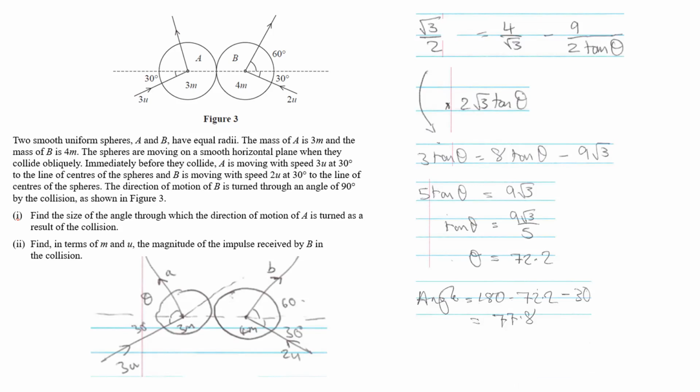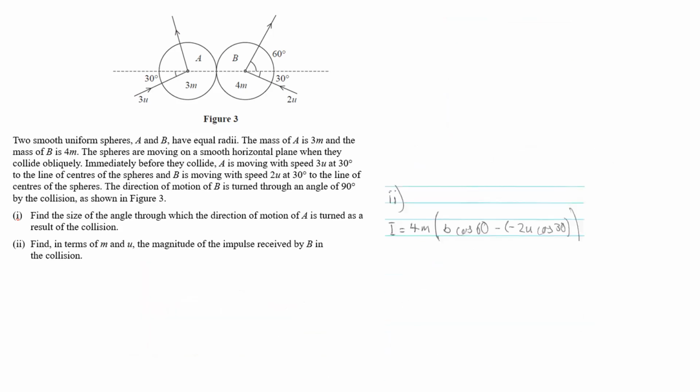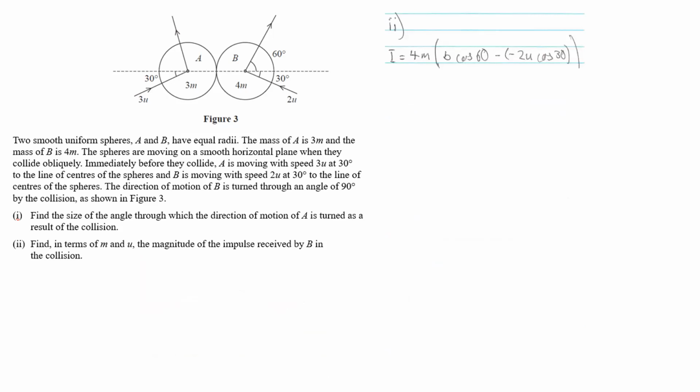Part 2, it says find in terms of M and U the magnitude of the impulse received by B in the collision. So I did the impulse equation for B. Impulse, remember, acts in line with the collision, the dotted line. So we're going to take the components of the velocity in line with that, and put in everything I knew, simplified it.